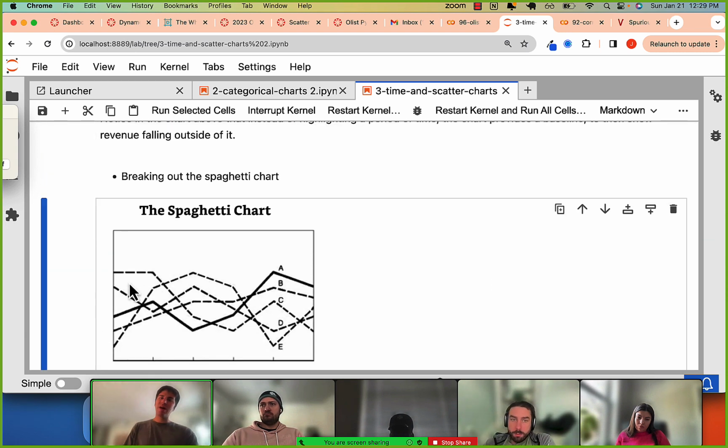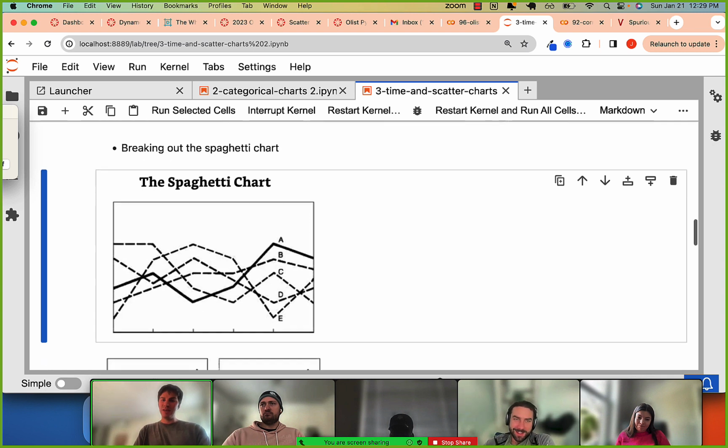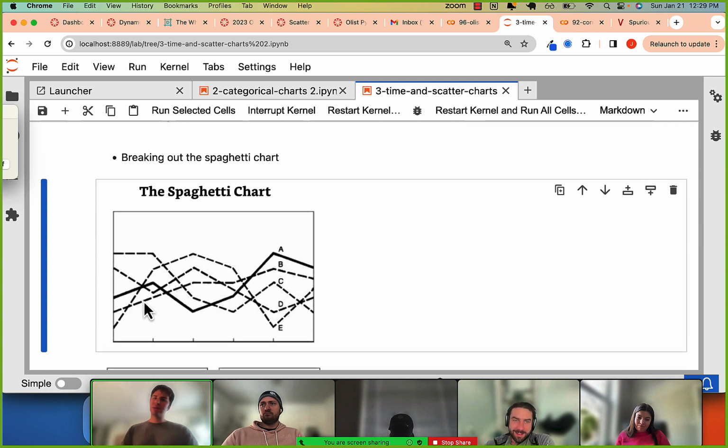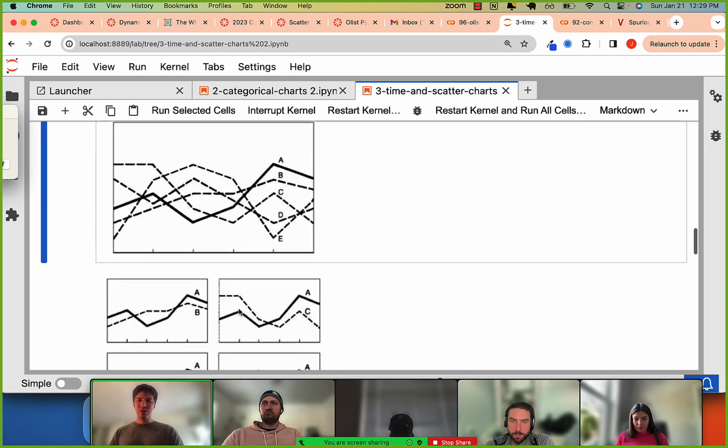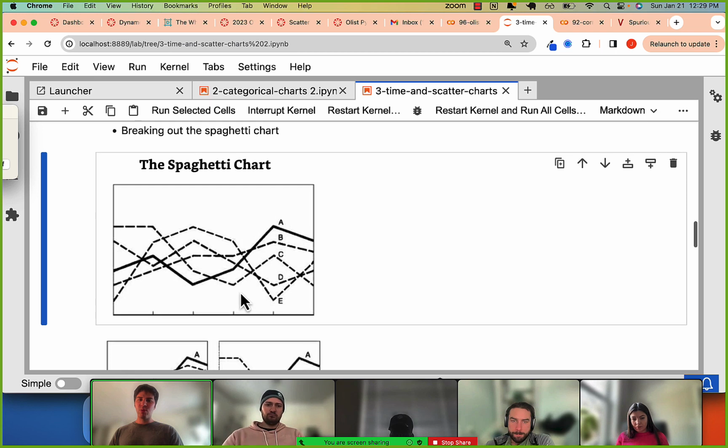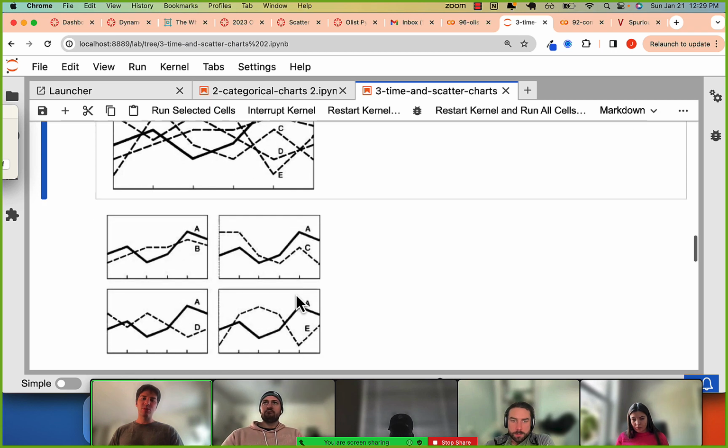Okay. And then here's other kinds of line charts that you may see, but this is obviously poor. So he calls this the spaghetti chart. Now, why? Because it's so hard to pull out information from here. Like you want me to follow A, B, C, and D across these lines. That's impossible.